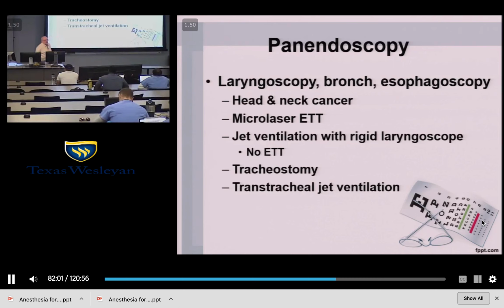These patients may have or may need a micro laser endotracheal tube. So when you see MLT later on a slide, that's what that is, micro laser endotracheal tube. Right? These patients may require jet ventilation with a rigid laryngoscope. We'll talk about that in a moment.